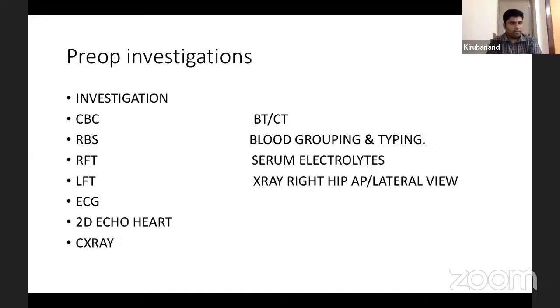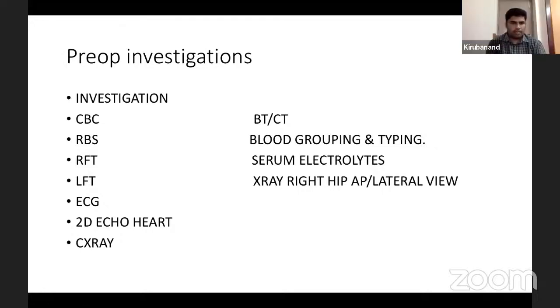So what other investigation will you do? I want to look for RFT also, sir, since it's a low output cardiac state. Regarding blood, do you want to do grouping and keep blood ready? Yes, sir. Blood grouping. Yeah, okay. So why do you want to do RFT? Since it's a low cardiac output status, renal perfusion may be decreased. So look for the RFT, sir.